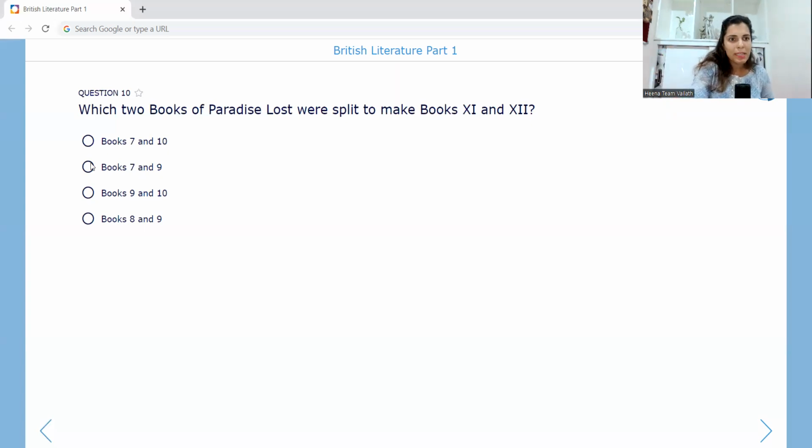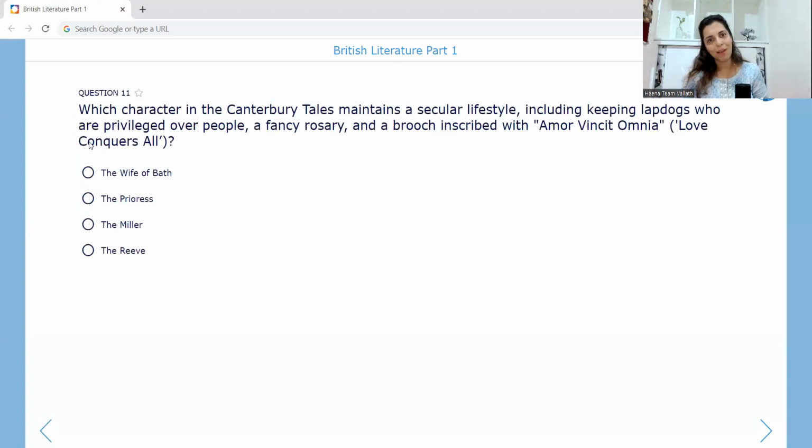That is by splitting book number 7 and 10. Okay, so the correct answer is option A. Books 7 and 10 were split to make book 11 and 12 of the second version of Paradise Lost. And Paradise Lost is an epic poem in blank verse by John Milton, published in the year 1667. Okay, this takes us to question number 11.